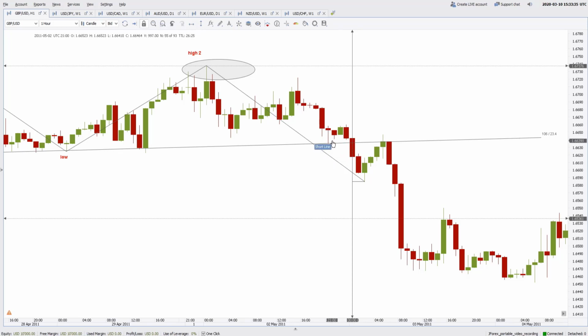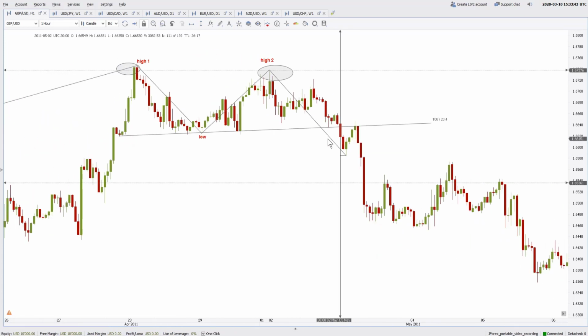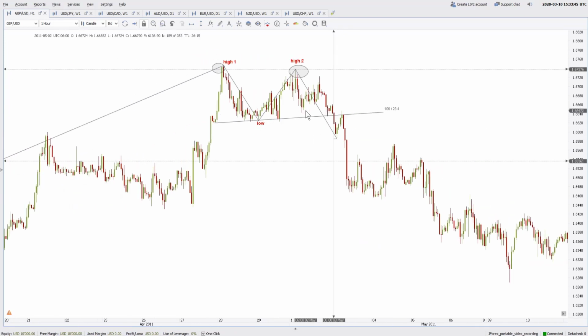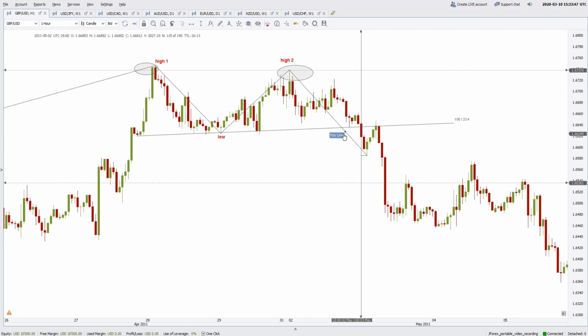If there is only a test of the break, or even if it goes lower and then closes high, my friends, this is not a true double top formation. There is a possibility of double top formation, but till the time it does not break, it is not a confirmed break of the double top.